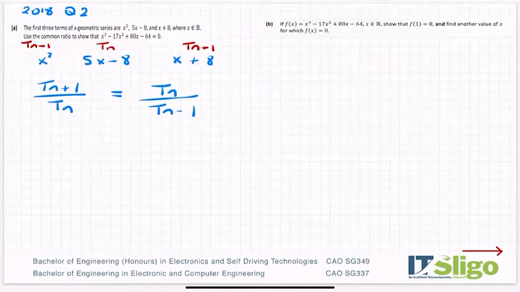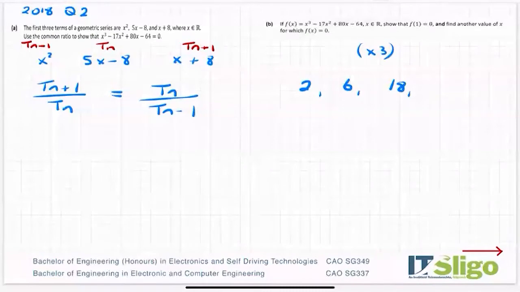So in other words, if I made up a sequence and I'm going to multiply my sequence by 3, I'd have 2, 6, 18, 18 by 3, 54. Okay, what I'm saying to you in this maths language here is that 54 over 18.